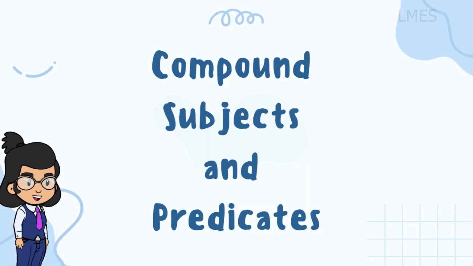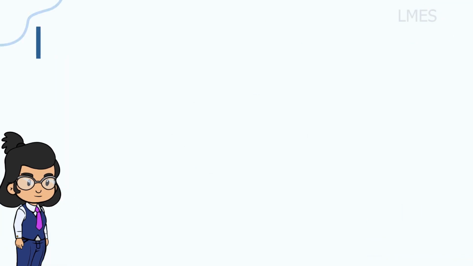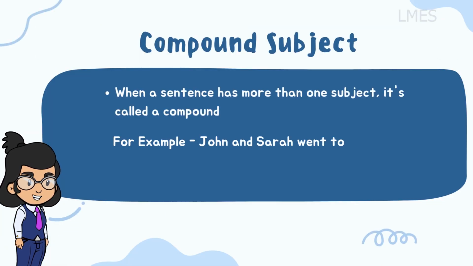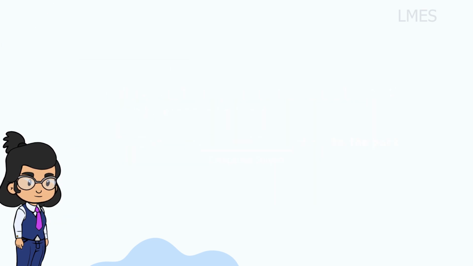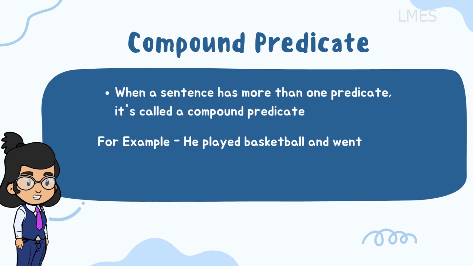Sometimes, a sentence can have more than one subject or predicate. When a sentence has more than one subject, it's called a compound subject. For example, in the sentence, "John and Sarah went to the park," John and Sarah are the compound subject. When a sentence has more than one predicate, it's called a compound predicate. For example, in the sentence, "He played basketball and went swimming," played basketball and went swimming are the compound predicate.